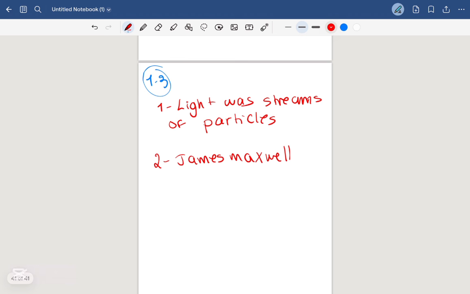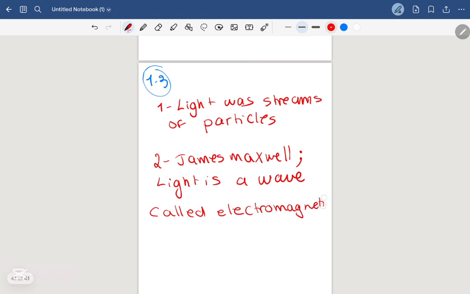So James Maxwell, what did he say? He said, I did some experiments and other people did some experiments, and all of this proves that light is a wave. So James Maxwell stated that light is a wave. And what did he call this wave? He called this wave the electromagnetic wave. So light is a wave called electromagnetic wave.